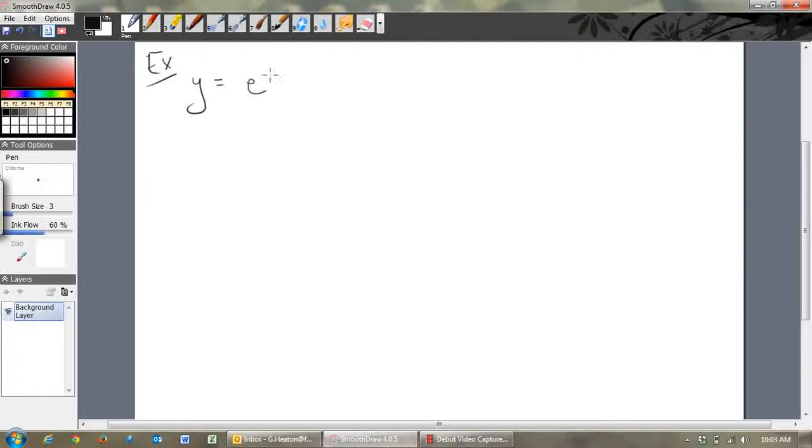So let's say y equals e to the x sine x, something like that, nice and simple. To find the derivative of y, we've got two functions multiplied by each other. We've got this function here, e to the x, and we've also got this function here, sine x, and they're multiplied by each other. So that tells us we need to use the product rule.